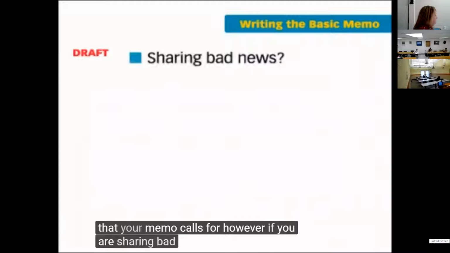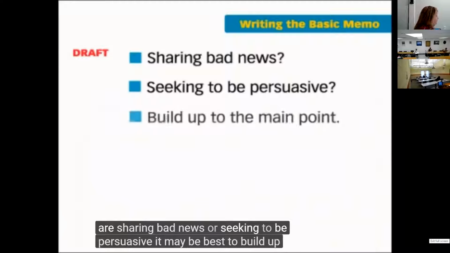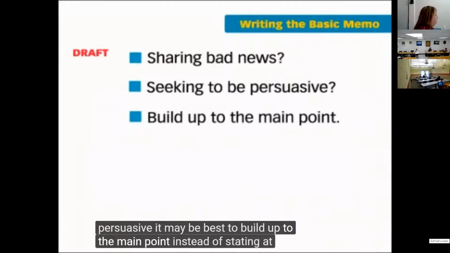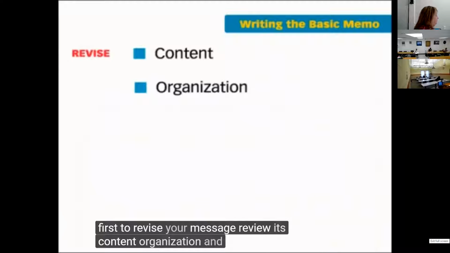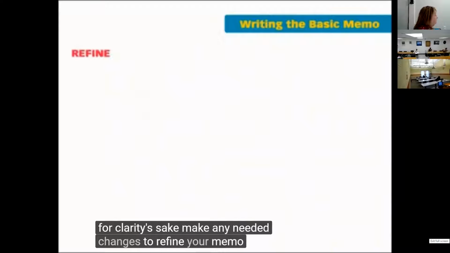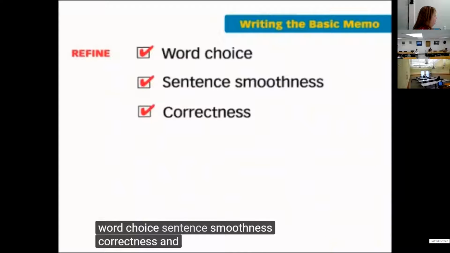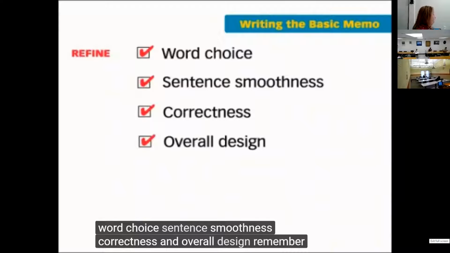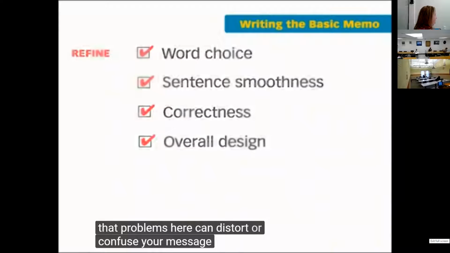However, if you are sharing bad news or seeking to be persuasive, it may be best to build up to the main point instead of stating it first. To revise your message, review its content, organization, and tone. Imagine how the reader might respond, and then, for clarity's sake, make any needed changes. To refine your memo, double-check word choice, sentence smoothness, correctness, and overall design. Remember that problems here can distort or confuse your message.